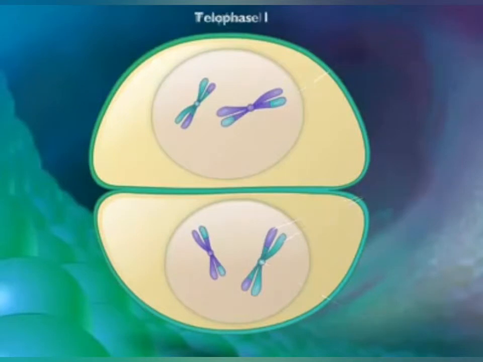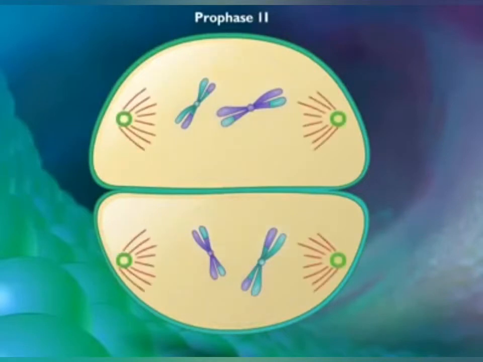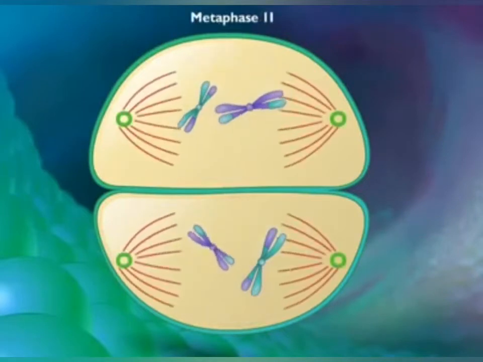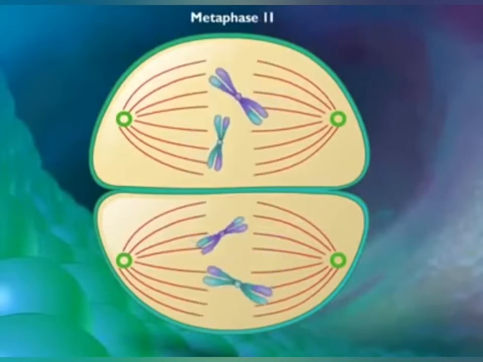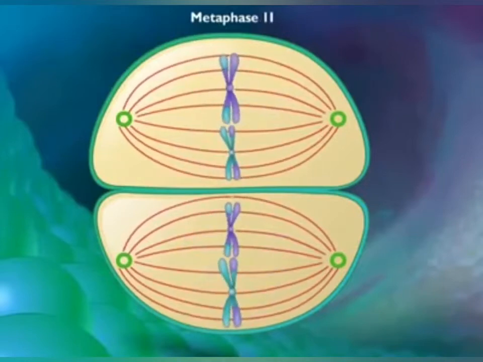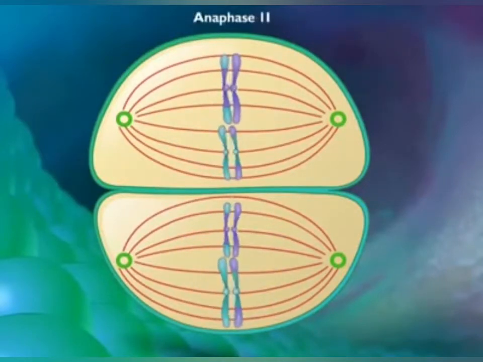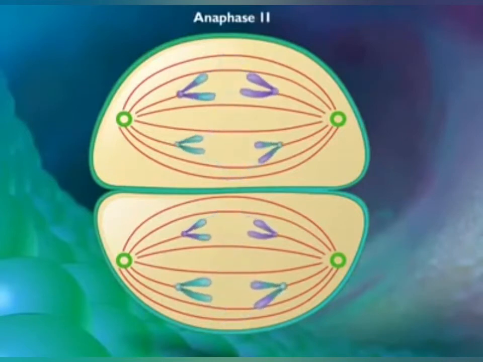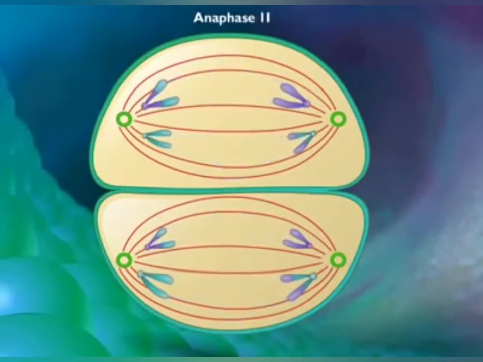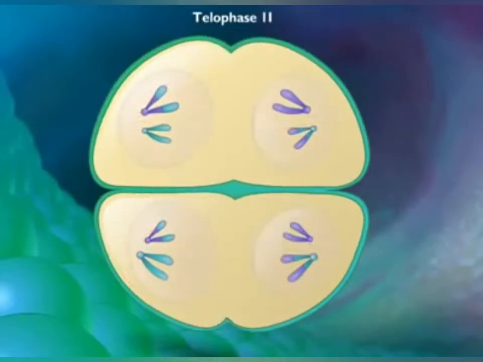During prophase 2, the nuclear envelope breaks down and a new spindle forms. In metaphase 2, spindle fibers bind to both sides of the centromeres. During anaphase 2, the spindle fibers contract and the sister chromatids move toward opposite poles. In telophase 2, nuclear envelopes reform around the sets of daughter chromosomes.